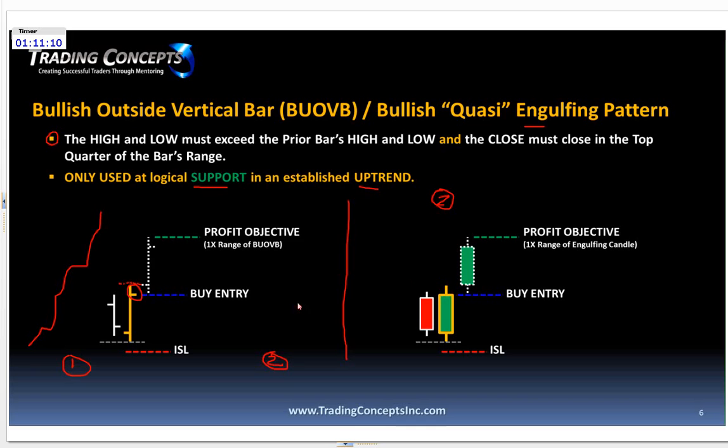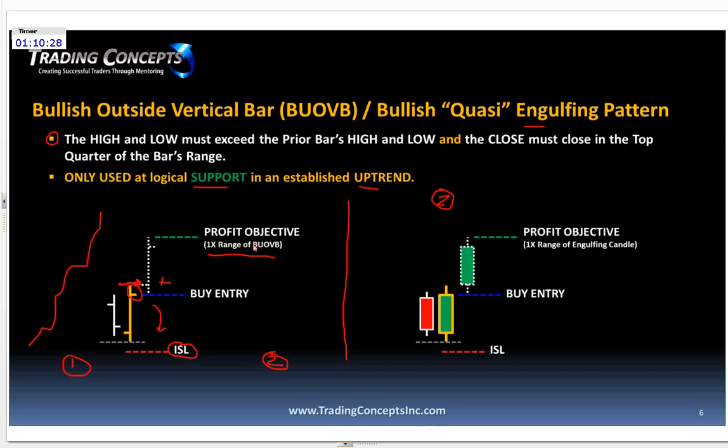So this is the trade. You're either buying it on the close or on the open the following day, or as the market penetrates through the high of the bullish outside vertical bar. Your initial stop loss, the ISL, is immediately placed below the low of that bullish bar. Your first profit objective is the actual range of that outside pattern. So take the high minus the low of the day, get the range, and add it to your entry. That is your profit objective, represented here in the green horizontal. Over here, exact same thing. So that is the first pattern and how you use it.